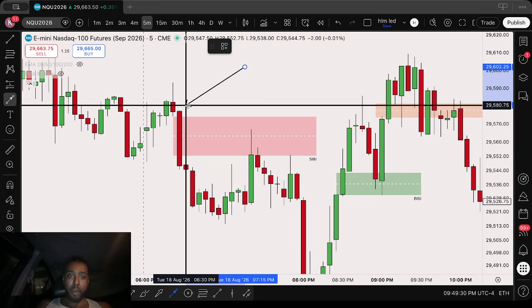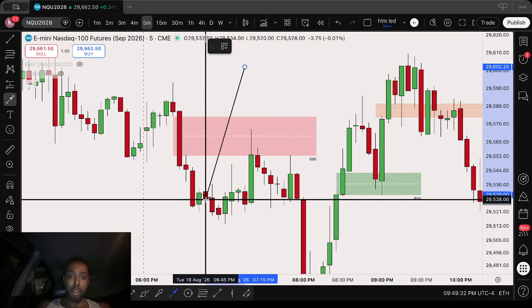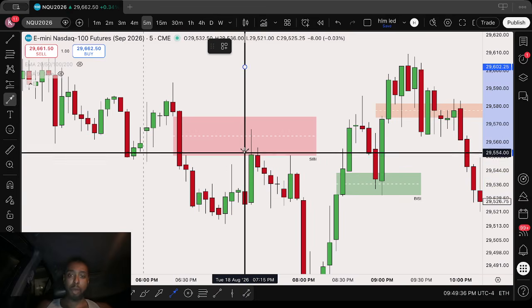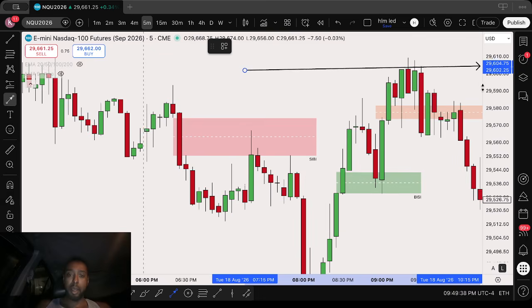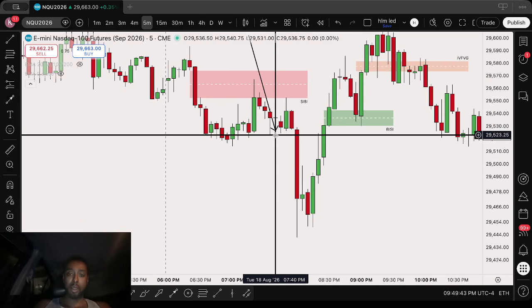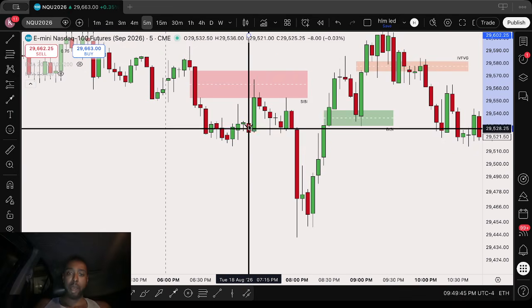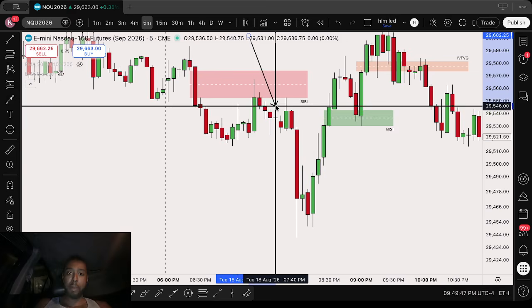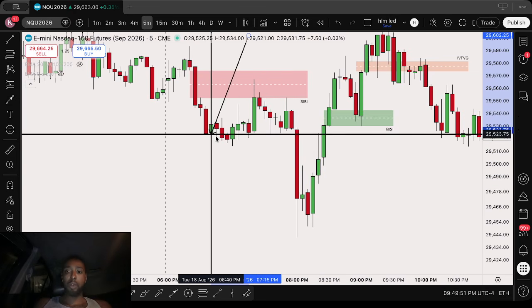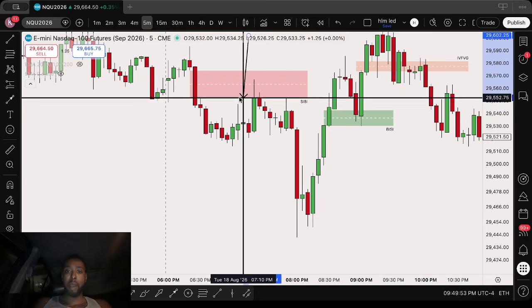Once a fair value gap gets created, you want to wait for it to pull back into the fair value gap, to do a retest of it. And then as it's leaving, that's where you want to get in. You see how this fair value gap came back into it, left it, came back into it again, and left all the way down. So this is how you use a bearish fair value gap.